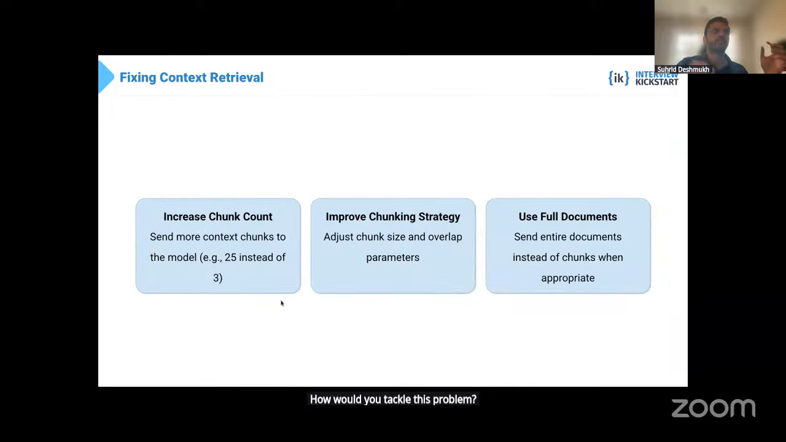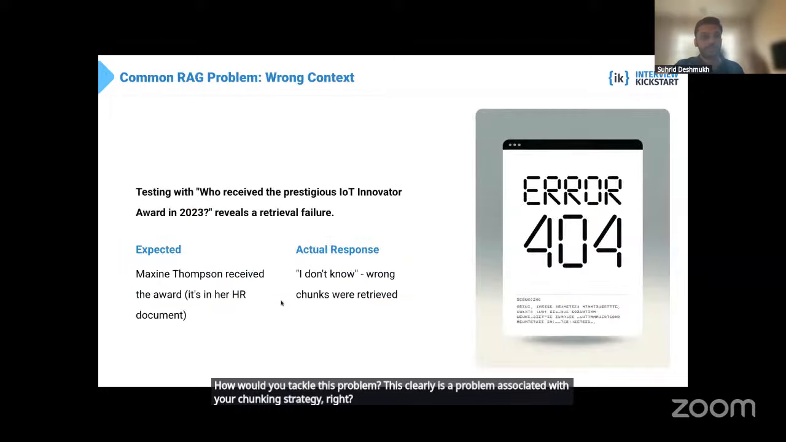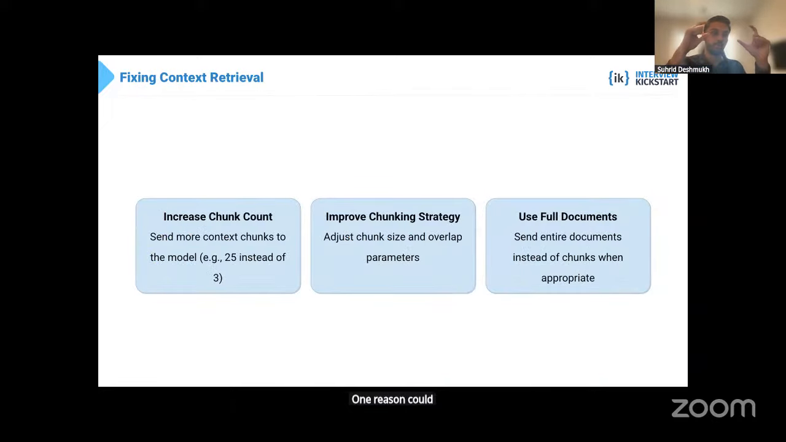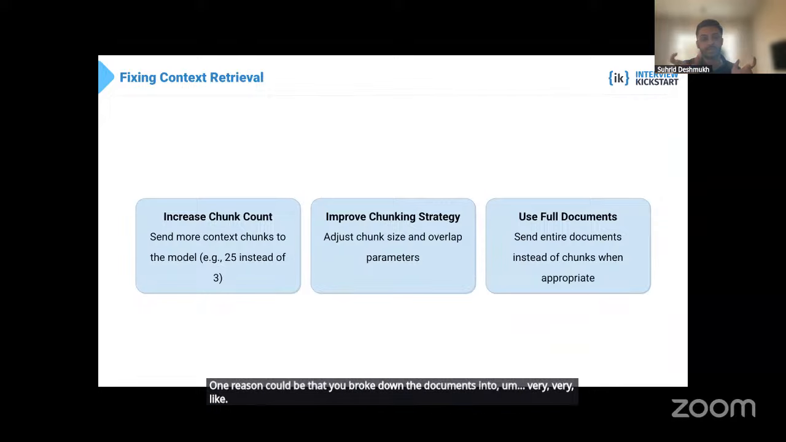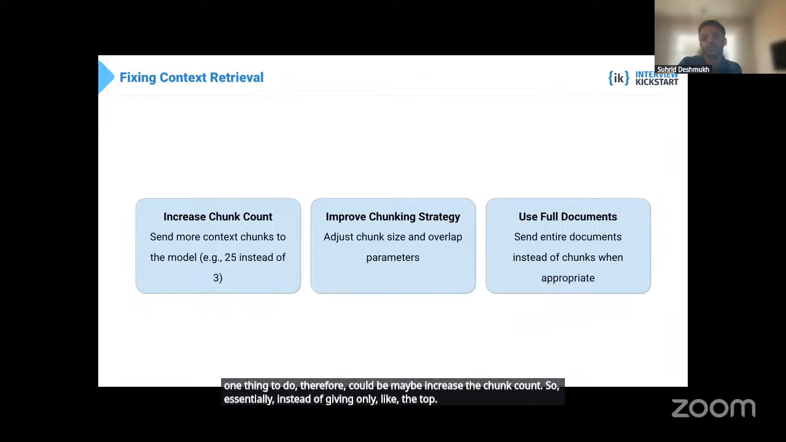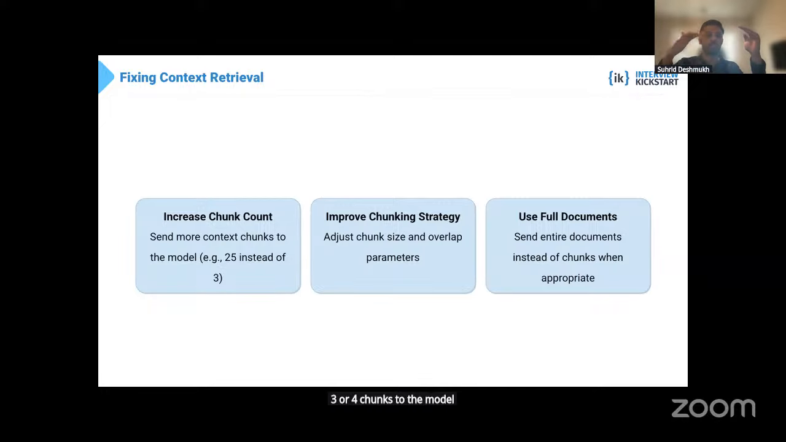This clearly is a problem associated with your chunking strategy, right? We have the documents, we have the LLM, it should have found this particular answer. So why did it not do that? One reason could be that you broke down the documents into very, very small chunks such that it wasn't able to collect all the context associated with this IoT award. And one thing to do therefore could be to increase the chunk count. So essentially, instead of giving only the top 3 or 4 chunks to the model, maybe give more context to the model. Maybe adjust the chunking size and the overlap.